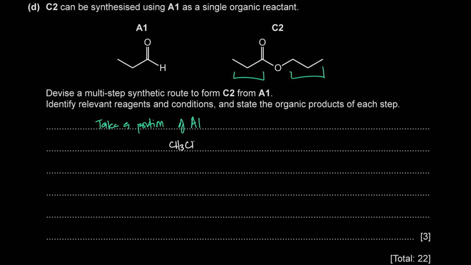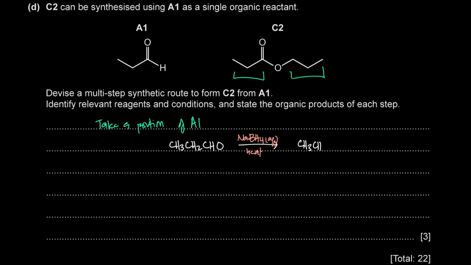The propanal, that's A1, can be oxidized to form propanoic acid, and it can be reduced to form propan-1-ol. Then the carboxylic acid and the alcohol can react to form the ester. So in the first step, I can take some of A1 and reduce it using aqueous sodium borohydride and heating, and I'll end up getting propan-1-ol.